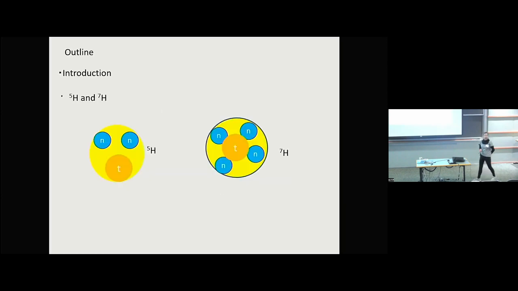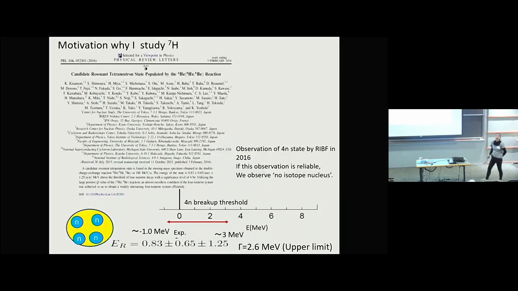Here is my outline. After the introduction, I shall talk about hydrogen 5 within the framework of the triton plus 2 neutron. After that, I will give a talk about hydrogen 7 within the framework of the triton plus 4 neutron state. First, I would like to explain some motivation: why I studied hydrogen 7.